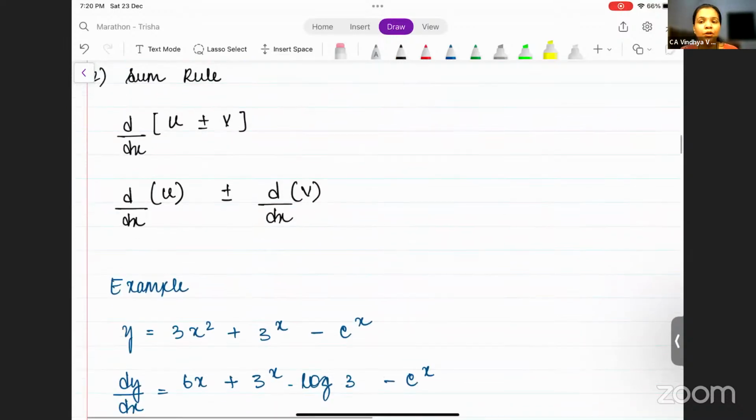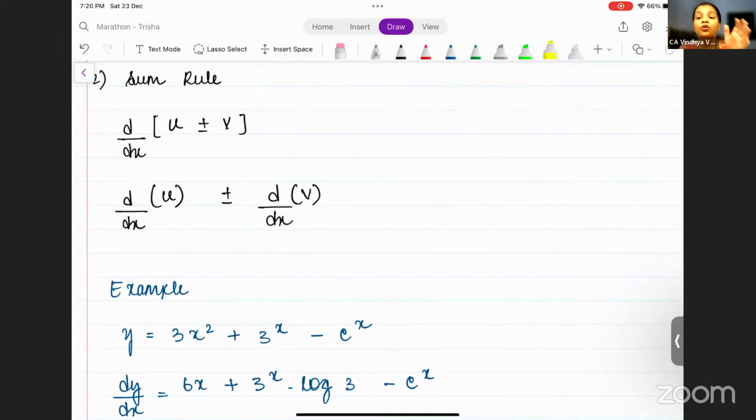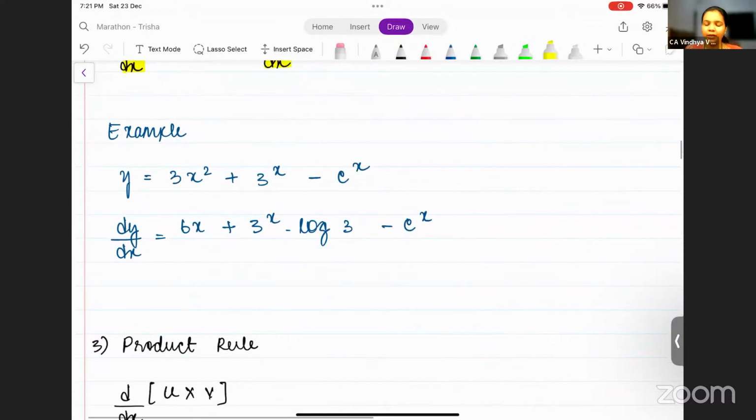Next, you have the sum rule, wherein you have two functions which are added or subtracted. In this case, you simply have to find the derivative of u separately, and v separately. u is one function, v is another function here. I have given an example here. So you have 3x square plus 3 to the power x minus e to the power x.